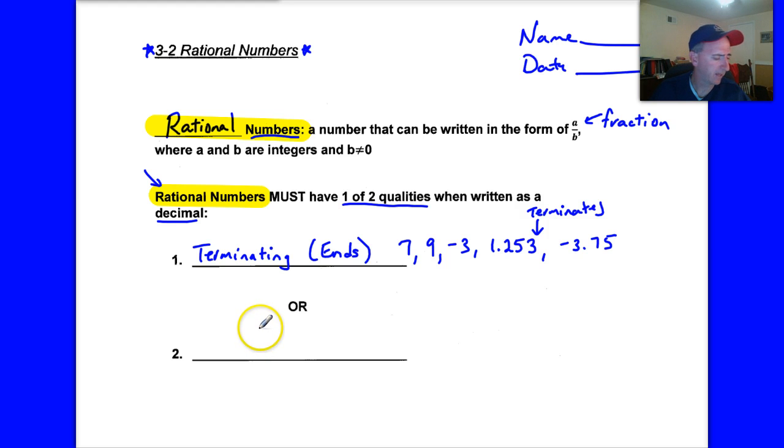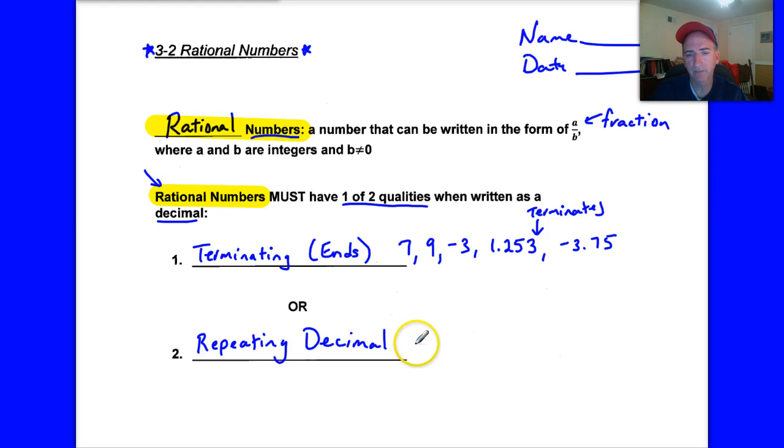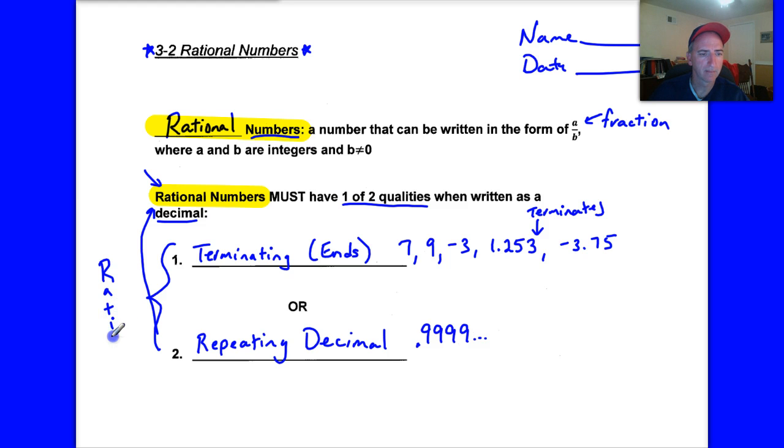Now there's another one that we haven't talked about very much, and that's called a repeating decimal. This would be a decimal value where you see a pattern that repeats over and over again. A very simple one might be 0.999, and that goes on and on forever. That's a repeating decimal, so those are also rational. These are rational if it terminates or it repeats.